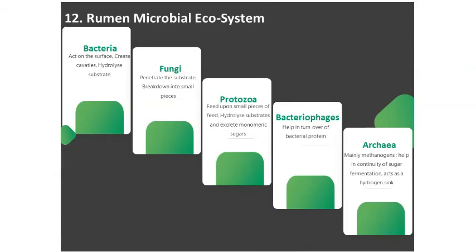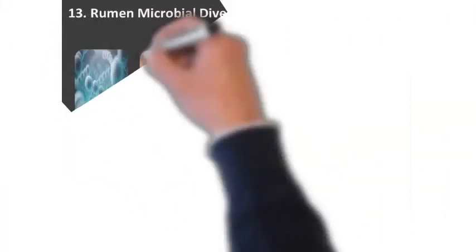Protozoa feed upon small particles of feed, hydrolyze substrates, and excrete monomeric sugars for further rumen fermentation of substrate. The bacteriophages help in turnover of bacterial protein and make it available to the animal. And the last group is the archaea. Mainly they are methanogens. They help in continuity of sugar fermentation, act as a hydrogen sink and convert highly combustible hydrogen to less dangerous methane gas, as methane has lower octane value than hydrogen.